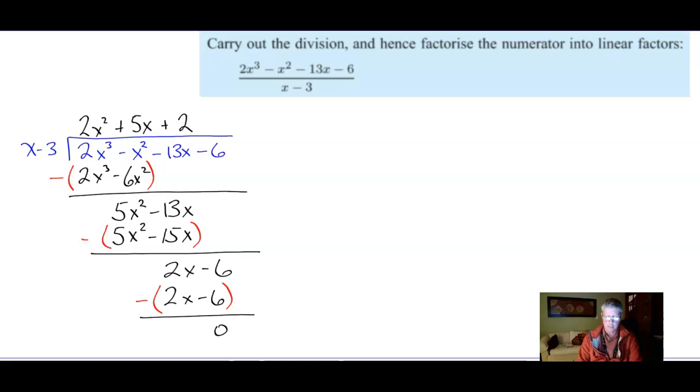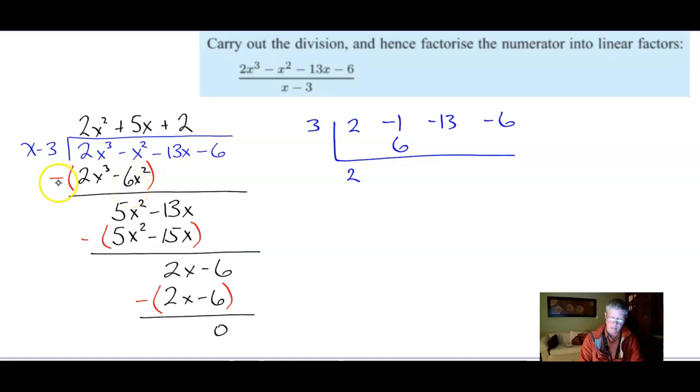So here's the long division of a problem we did earlier. So we would use 2 for x cubed, negative 1 for x squared, negative 13, and negative 6. This is positive 3. Okay, so we pull down the 2, we get a 6. Do we see a 6 anywhere? Yeah, look at that, right there. And a minus is going to give you a positive 6. So when you add these, you get a 5.